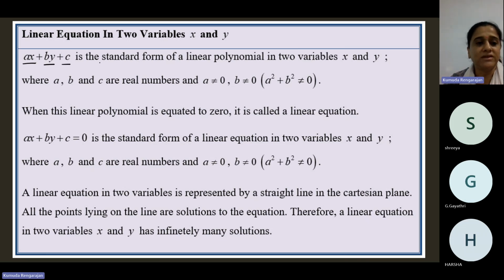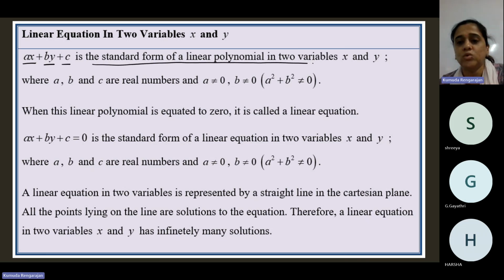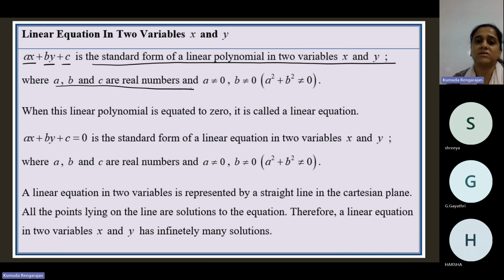Ax plus by plus c is the standard form of a linear polynomial in two variables x and y, where a, b, c are real numbers and a squared plus b squared is not equal to 0. Actually, you should understand this condition, which we'll talk about later. This means a and b should not be 0 at the same time. That is, if a is 0, b should not be 0. If b is 0, a should not be 0. That's the meaning of this inequality.